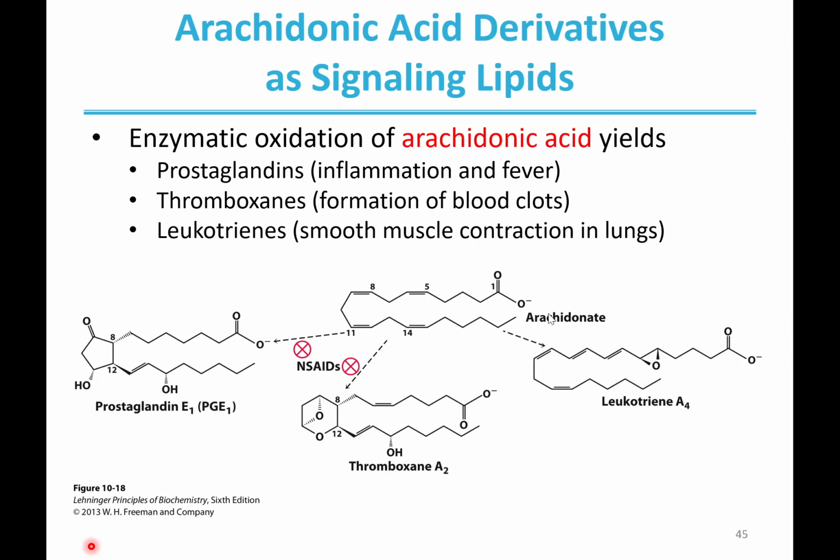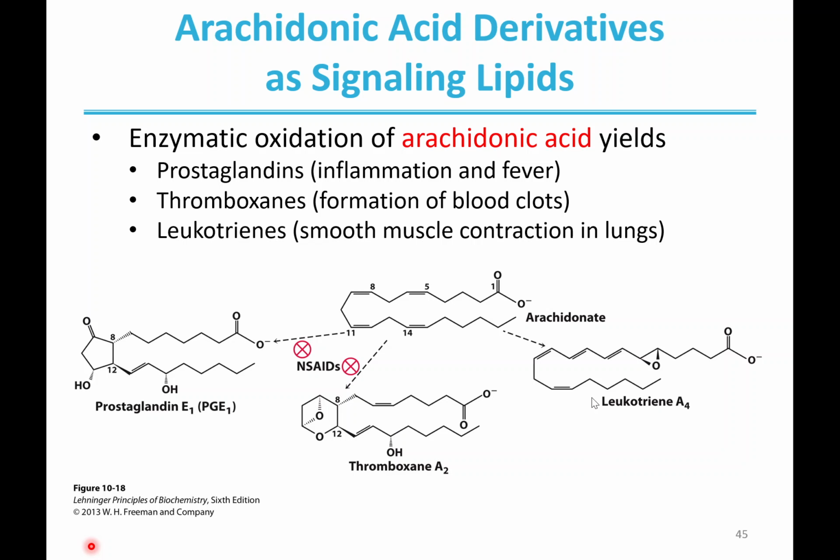Okay, so that's arachidonate, and it actually has a few different roles in different pathways. In one pathway, it can get converted into what's known as prostaglandin, and that would signal inflammation in your body. That's a big signal of inflammation and fever. It can also be converted into thromboxane, and that signals the formation of blood clots.